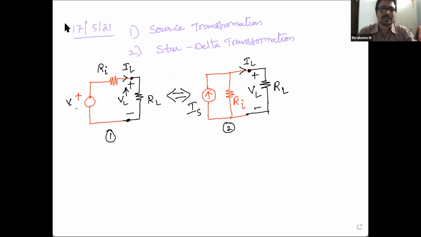It is possible to interchange one practical source for the other and retain the same results at the load, that is IL and VL. It is possible to interchange a practical voltage source into a practical current source and vice versa, and retain the same results at the load. So this is the basis of source transformation.